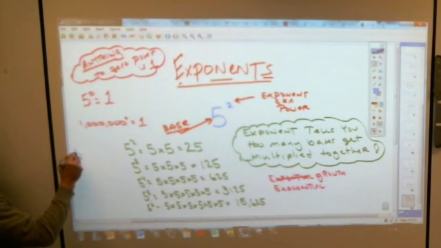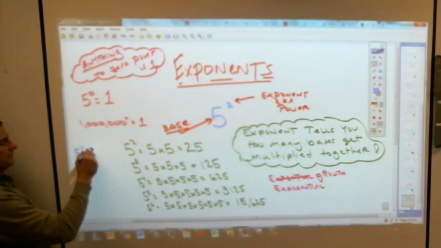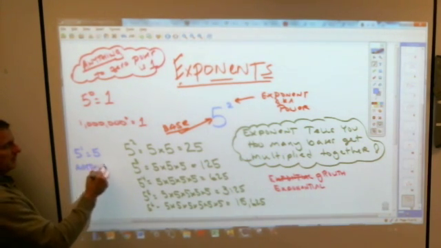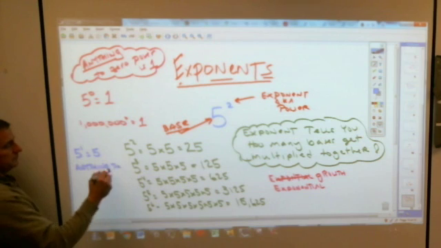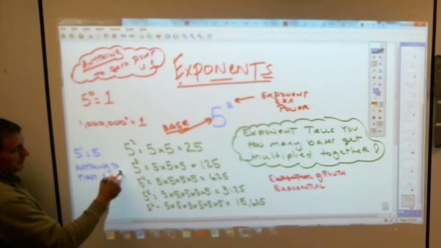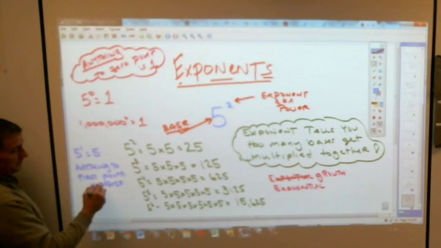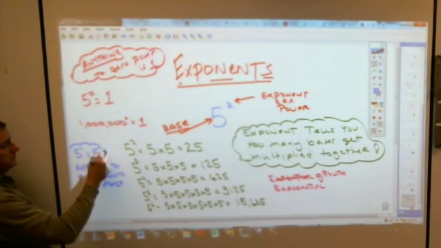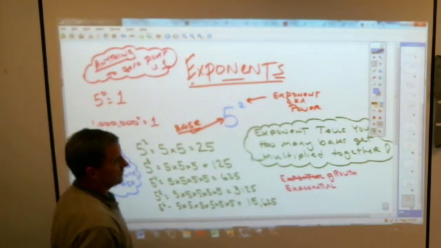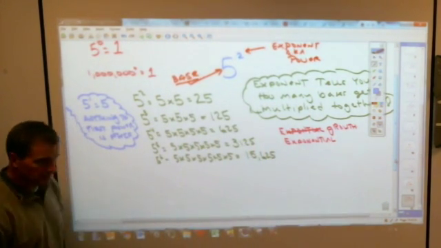You might get this one, I don't know. Anything to the 1st power, Jonah? 5. It is. Yep. Anything to the 1st power is itself. Anything to the 0 power is 1, anything to the first power is itself. And then just a couple other little minor housekeeping details.